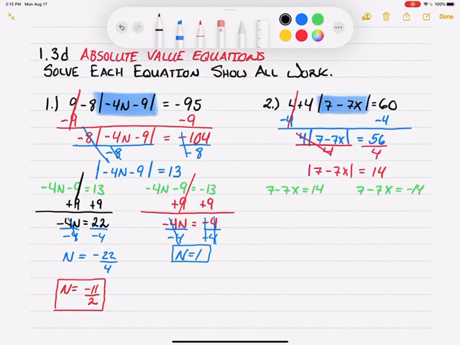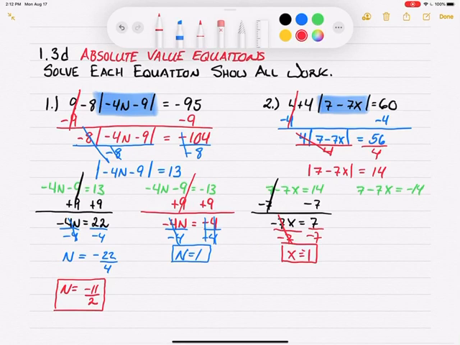From here, I'm going to subtract 7 from both sides of my equation. And I have negative 7x is equal to 7. If I divide both sides of the equation by negative 7, I have x equals negative 1.